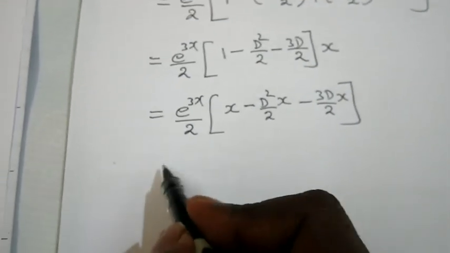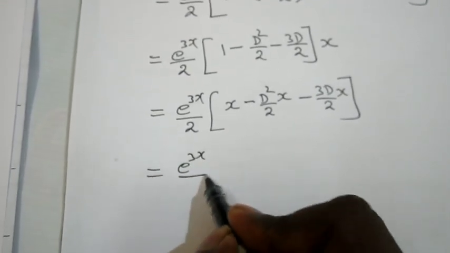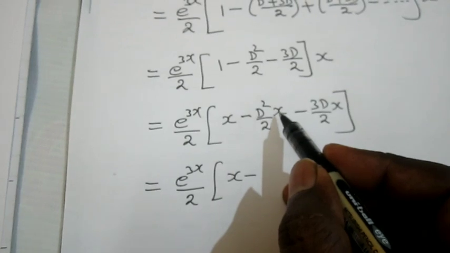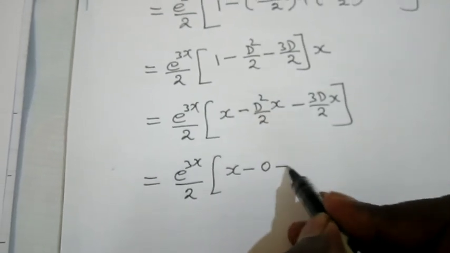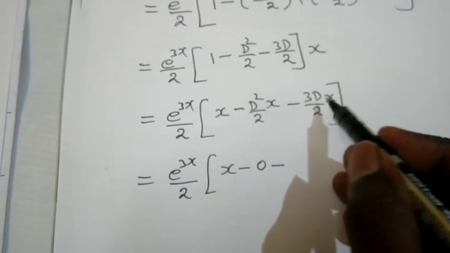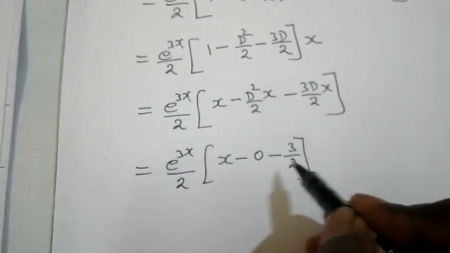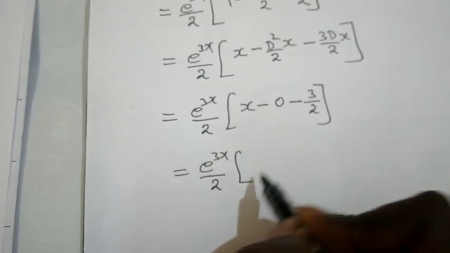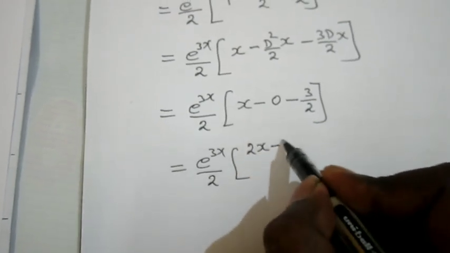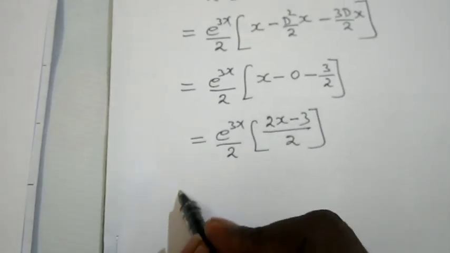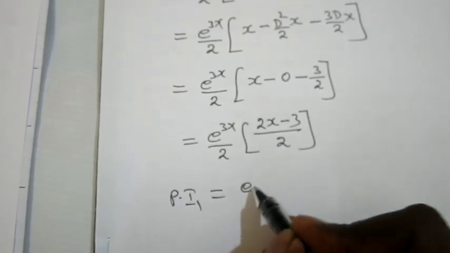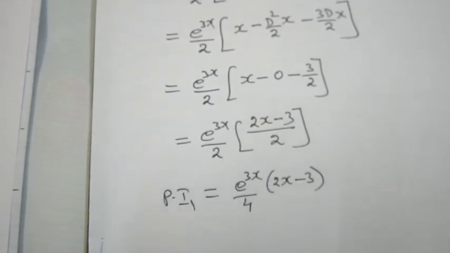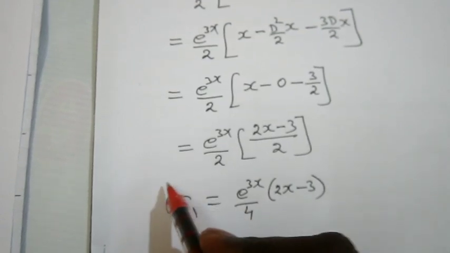Okay, now e^(3x/2) into x minus, x differential with respect to x 2 times is 0, minus x differential is 1 with respect to x is 1, so only 3/2. So this is x minus 3/2. Further I am going to simplify: e^(3x/2) into, cross multiply, (2x minus 3)/2. So finally the particular integral 1 is equal to e^(3x/2)/4 into (2x minus 3). So this is the particular integral 1.